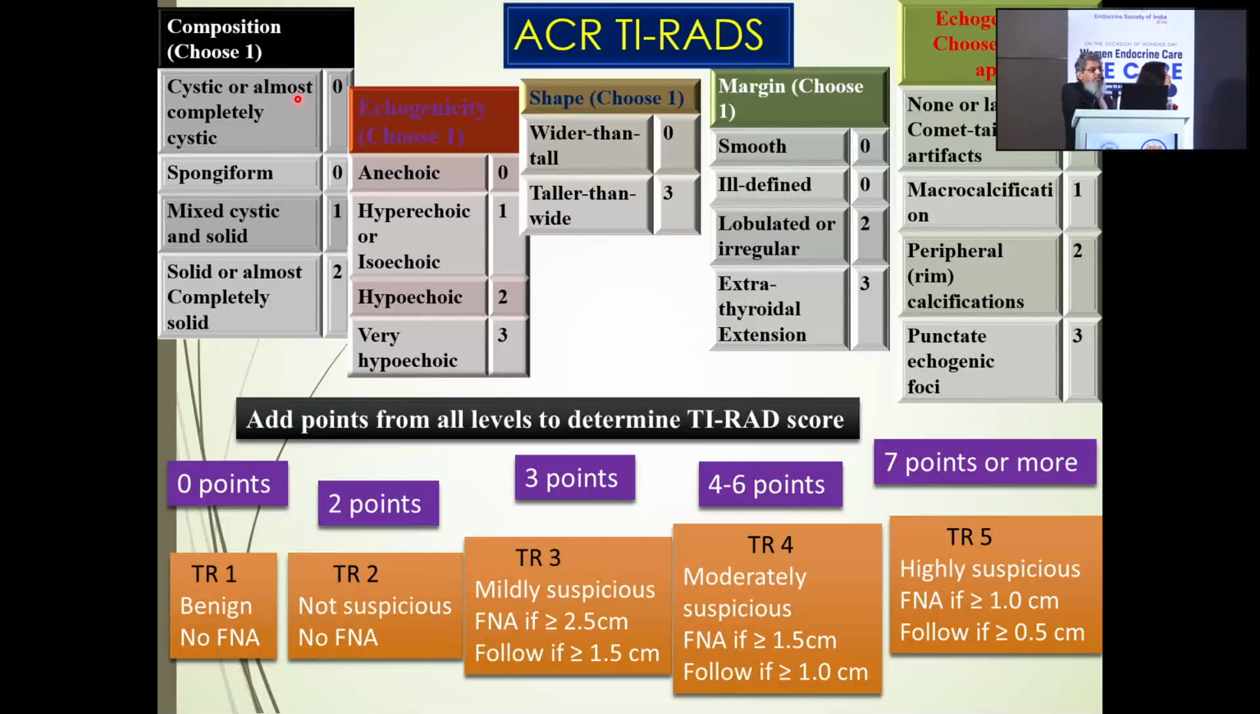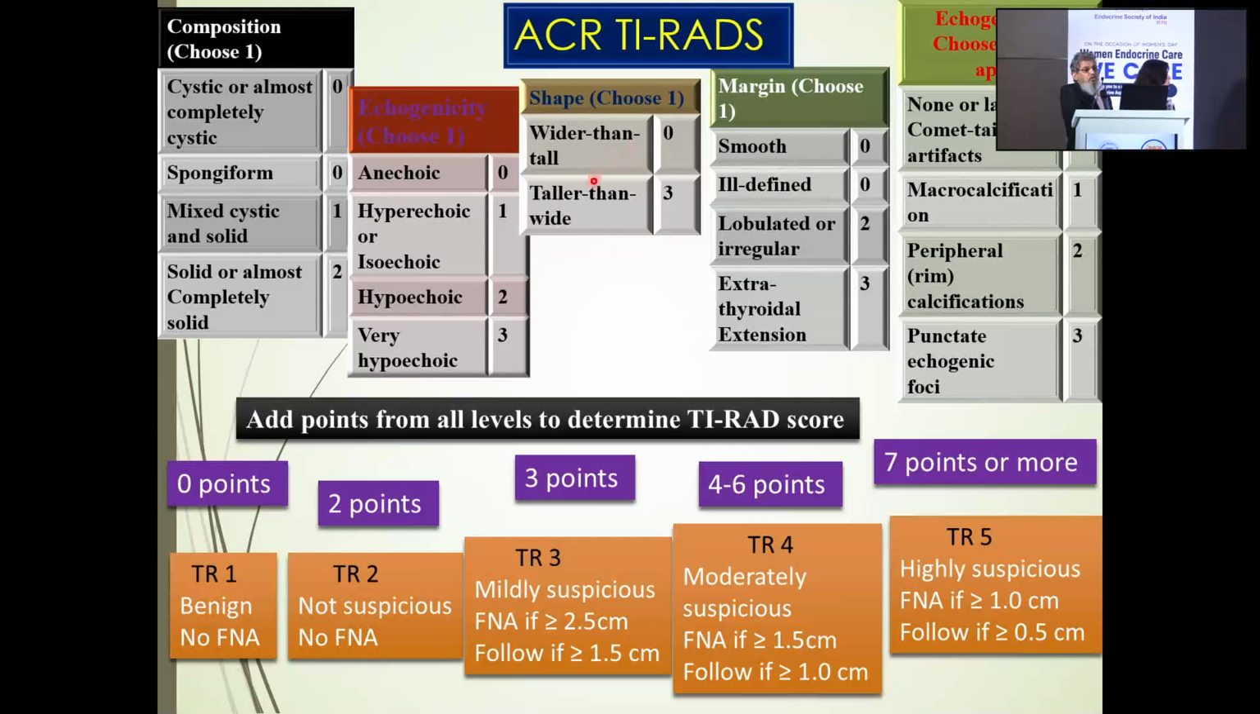So we get the answer and recommendation by checking the composition, where you will choose one: either cystic, spongiform as I showed you, mixed solid cystic, or completely solid. That's important. After the composition we go for the echogenicity, whether it is purely cystic or in between, or hypoechoic and very hypoechoic. Very hypoechoic is again an important thing, which is solid. So we'll just use color to say whether it is cystic or solid, and then whether it is hypoechoic.